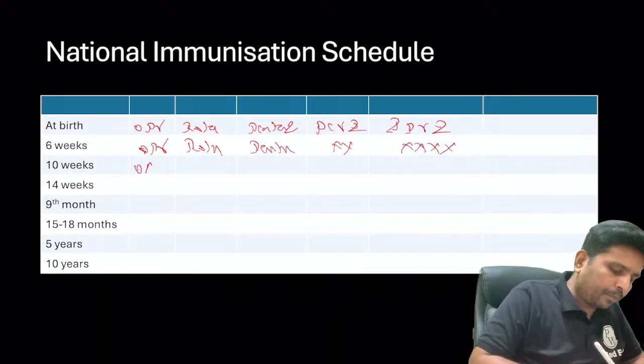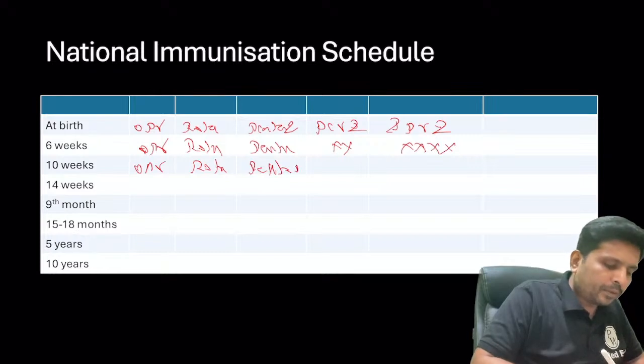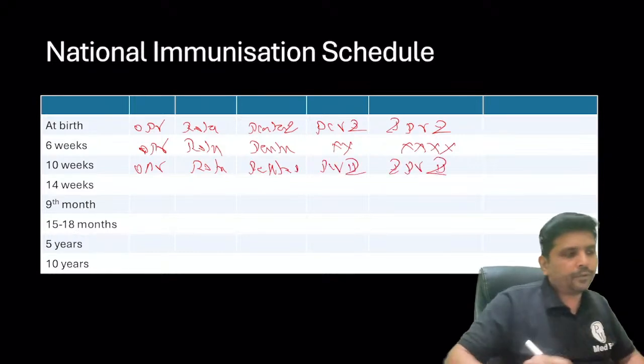At 10 weeks, again OPV, rota, penta 3 you will give. PCV 2 you will give. IPV 2 you will give. Booster.